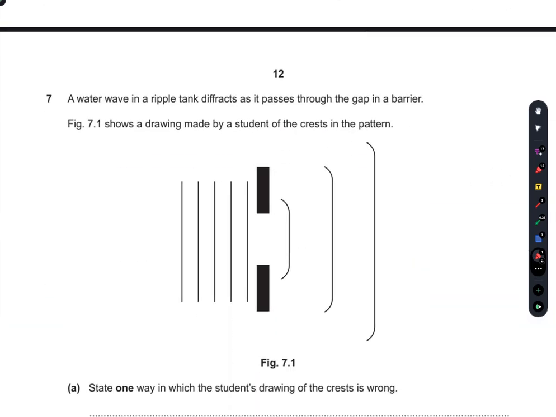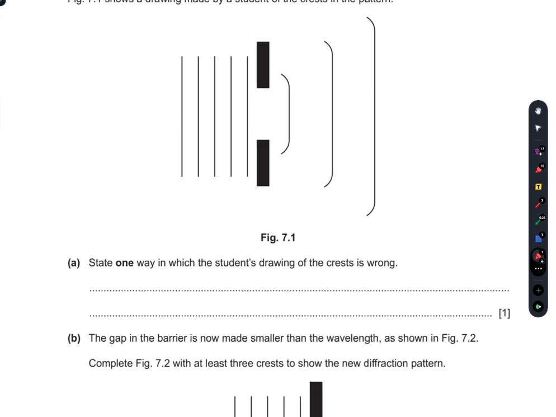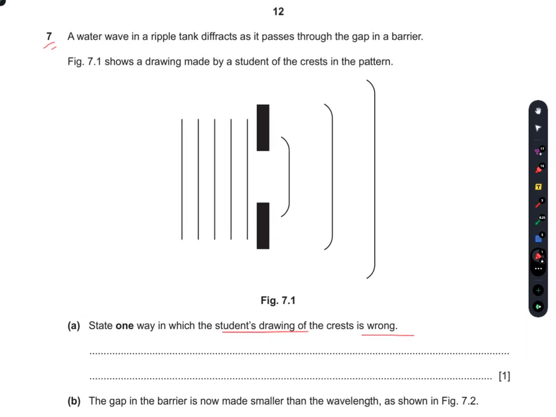Question number 7. A water wave in a ripple tank diffracts as it passes through the gap in the barrier. Figure 7.1 shows the drawing made by the student of the crests in the pattern. State one way in which the student's drawing of the crests is wrong. Definitely you have seen the student has increased the wavelength here. The wavelength remains constant during diffraction. It is passing through a slit, so ideally the wavelength should remain the same.